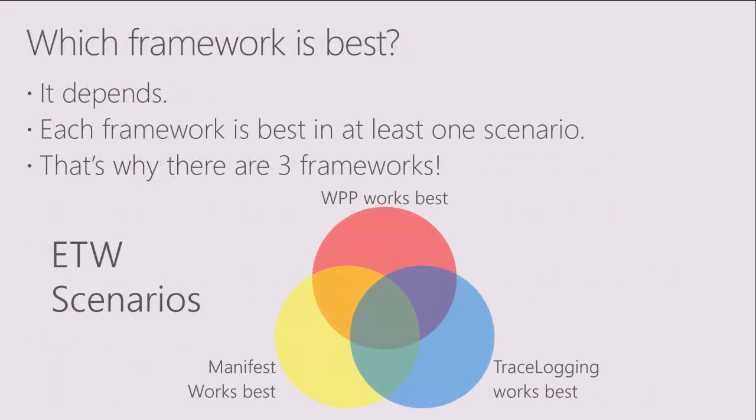So I'm often asked which framework is best, and the embarrassing answer is that it always depends. Each of these three frameworks that are still supported is best in at least one scenario. I often draw this diagram with colored circles to show that there are some situations in which WPP works best, there are some situations in which manifest-based ETW works best, and there are some situations in which trace logging works best. And there are some situations in which any one of those three would work just fine. The answer is to pick the one that works best.